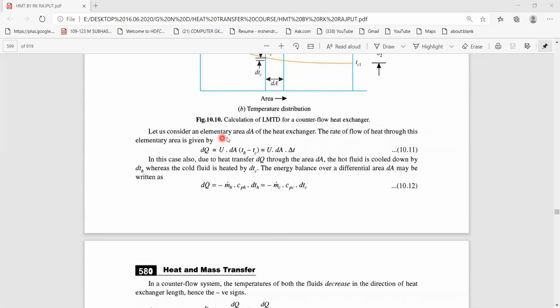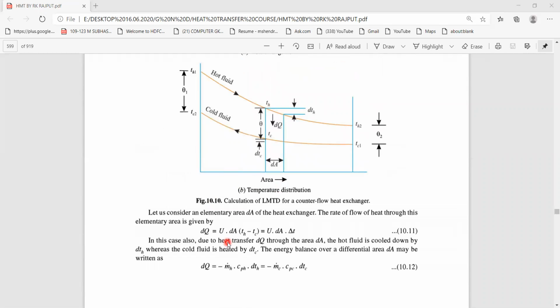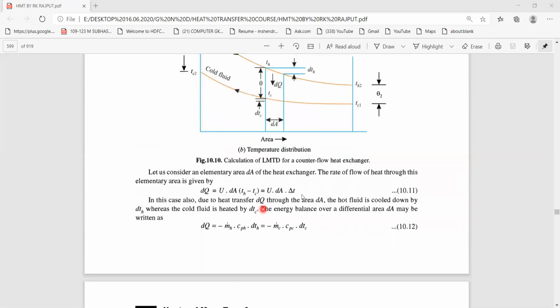Let us consider a small elementary area dA of the heat exchanger. The rate of flow of heat through this elemental area is given by, as we have seen in the previous derivation, dq equals U times dA into (TH minus TC), where U is the overall heat transfer coefficient, dA is the area of the small element, and TH minus TC is the temperature difference within that element. TH minus TC can also be written as delta T, or you can take it as theta as well.